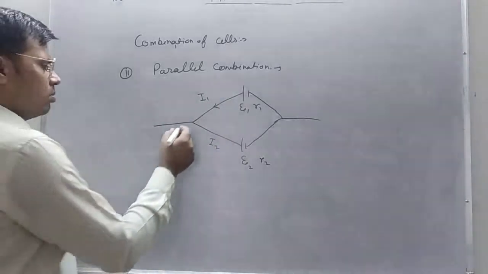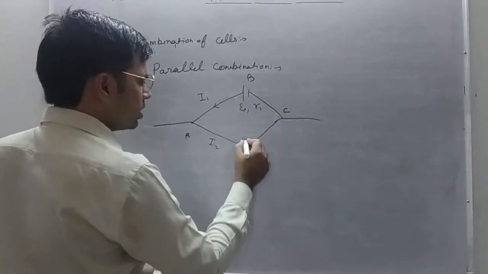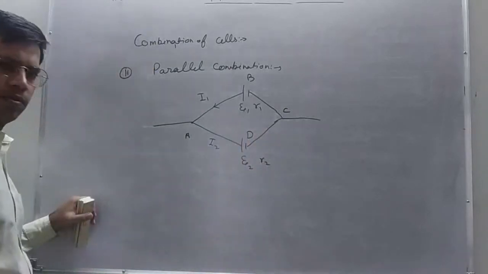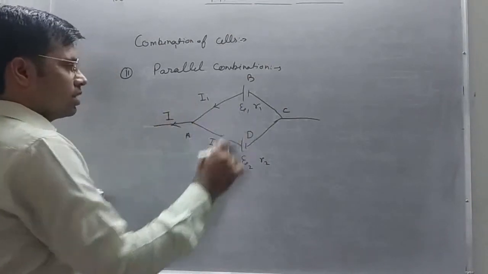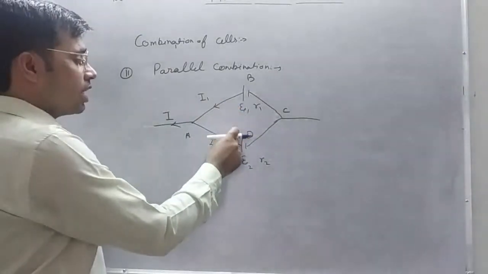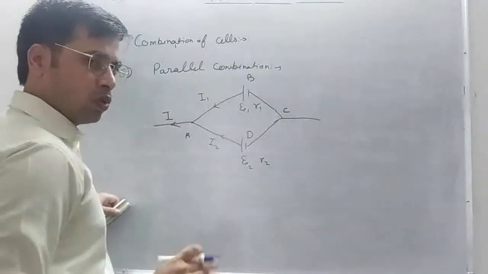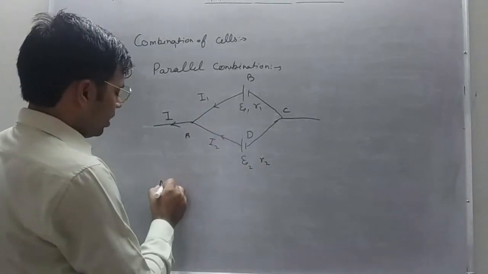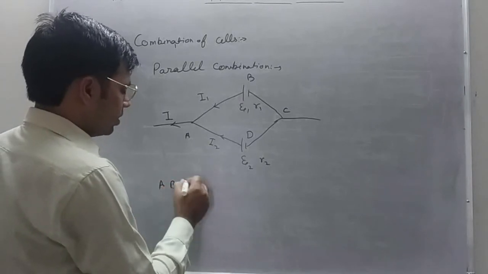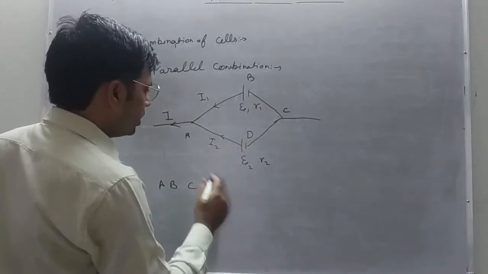We can name them terminal A, this is terminal B, this is terminal C, and this is terminal D. We can name it anything. This is current I2 flowing and total current I is flowing in the circuit. Now parallel combination is the combination in which same kind of terminals are connected together, that is positive with positive and negative with negative. So we write the equation of the current which is flowing through the line A, B, C.